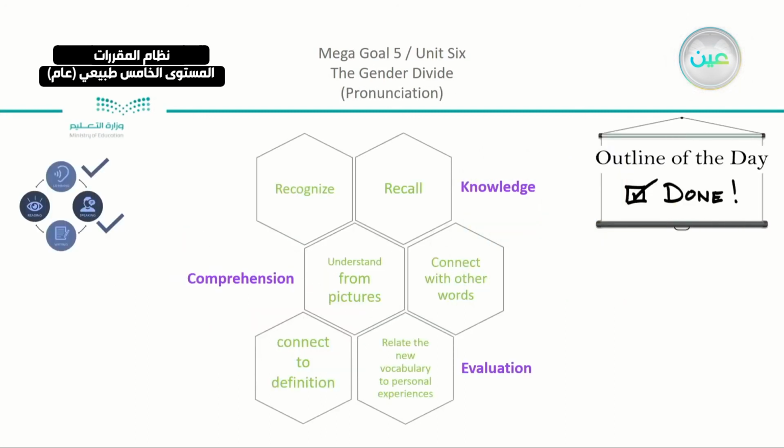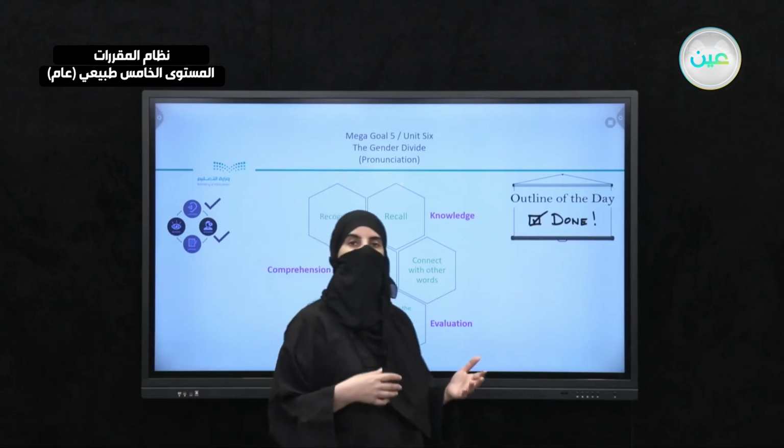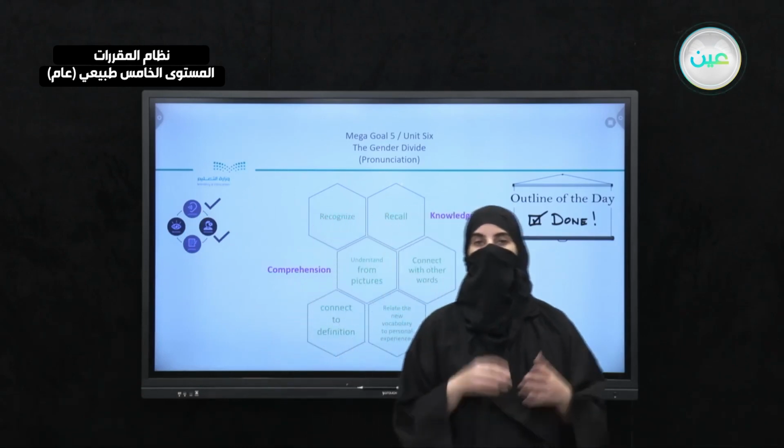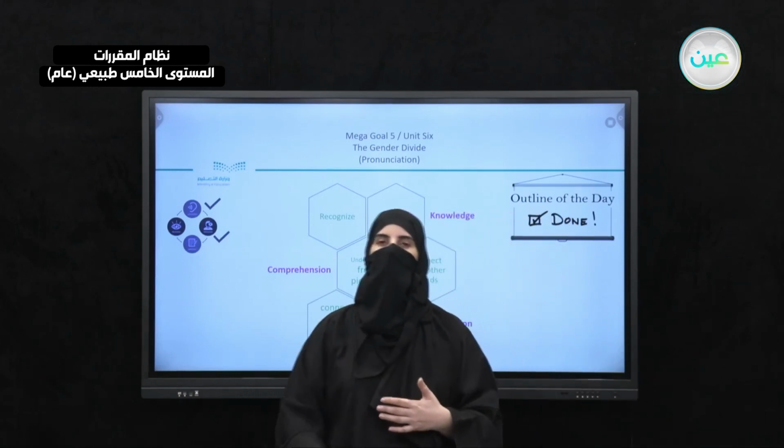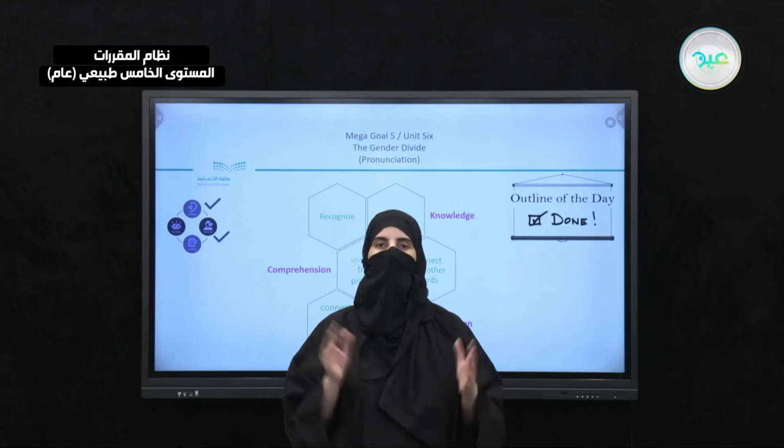our lesson, we had our knowledge part, which is to recall words that we know and also recognize them and relate to definitions. And then we went to the part of the comprehension, which is to understand from the pictures, understand from examples that we have, and connect with other words. Also, we have here the evaluation. We connected to our definitions and relate the new vocabulary to personal experiences, like when I told you about the perfumes, the movies, some incident that you witnessed and so on. It can be something personal. So this is something that we have in our lesson. We are going to also complete and relate them to the next lesson, inshallah, which is our reading lesson.